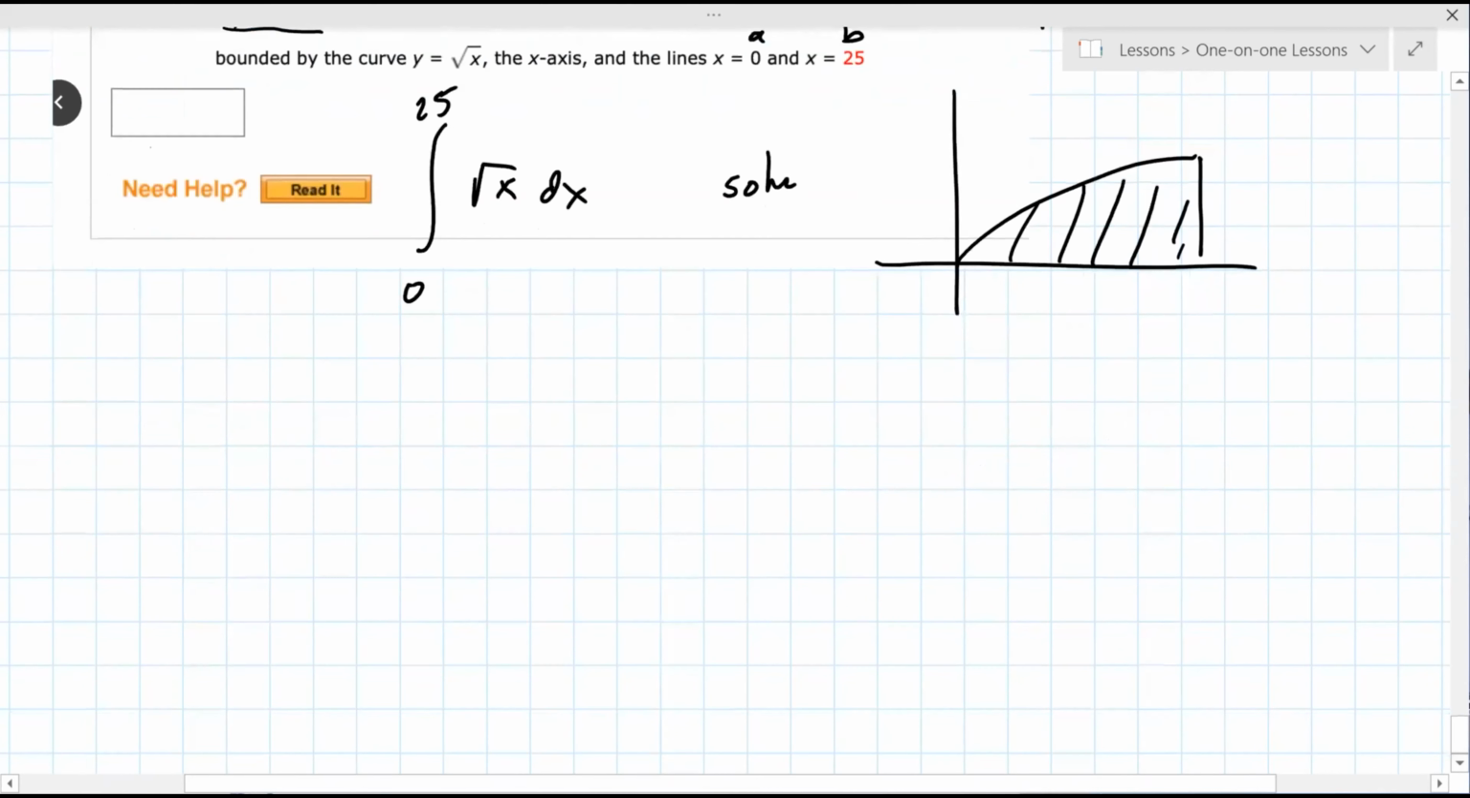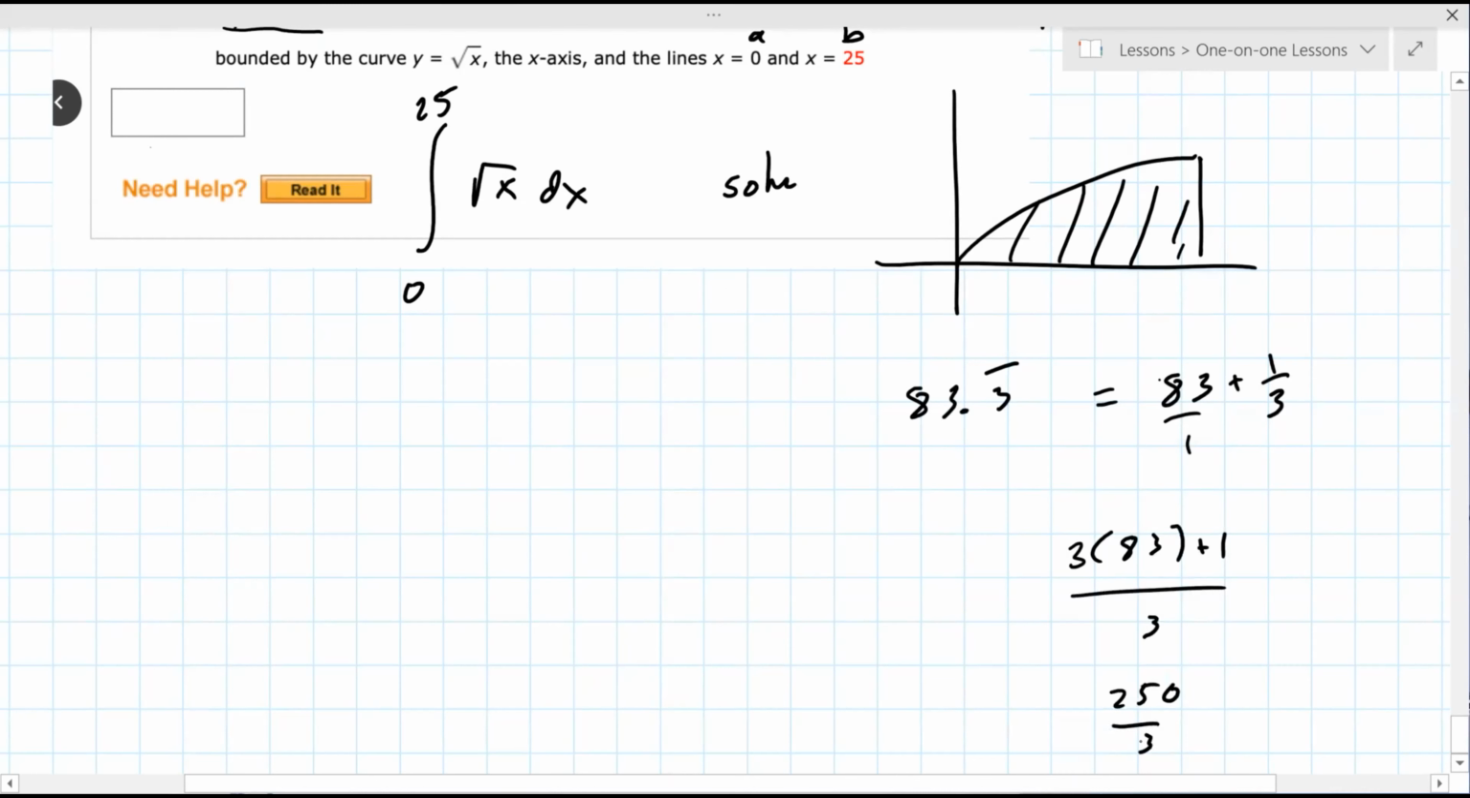To do this by hand, should we do that? I got 83.33. Okay, so if you get 83.3 repeating, you have to convert that to a fraction. You have to know that that's 83 plus a third, and then you have to multiply that number by 3. So 3 times 83 plus 1 over 3 becomes 250 over 3, which is your final answer.